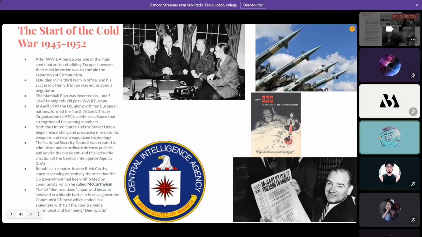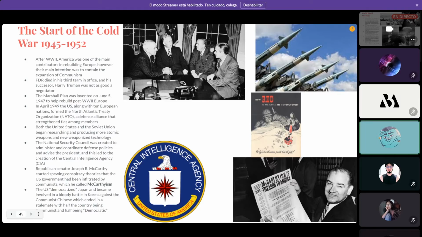So now we have the start of the Cold War. Now, tensions heightened after World War II between America and the Soviet Union. The Americans saw the Soviet Union as a threat. They saw communism as a threat. Remember, even since World War I, with the first Red Scare, we've always had a fear of communism, and it only got worse.